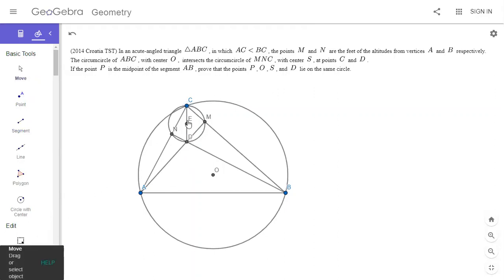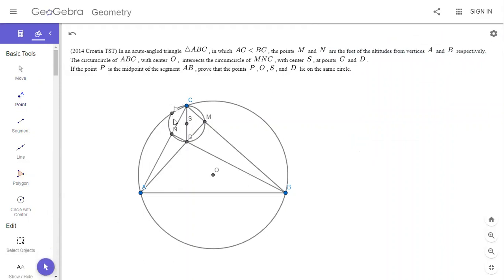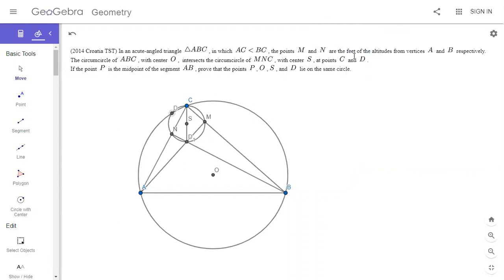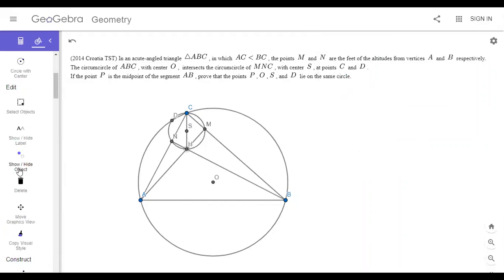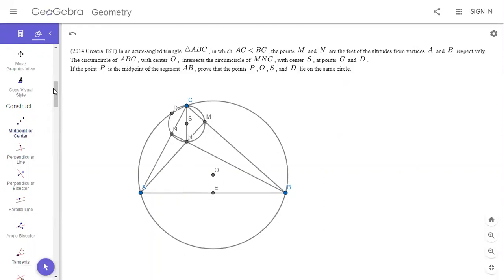What do they call it? They call it S. They call this D, so I'm going to have to call BH. That should be renamed as H. And then P is the midpoint of AB. We want to show that P, O, S, and D is cyclic.